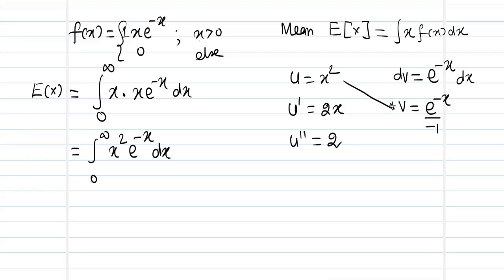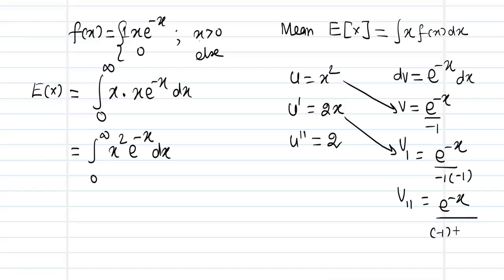So u will be clubbed with v. For u dash we will require v1, which is e power minus x divided by minus 1 and one more minus 1. So this will be clubbed with my v1. Next, one more integration, which would be e power minus x divided by minus 1, minus 1, minus 1. So when you integrate, you will have 3 times minus 1. So 2 will be clubbed with this. The next derivative will be u triple dash. 2 on differentiation is 0, so 0 clubbed with anything becomes 0. Now we place alternately positive, negative and positive signs.